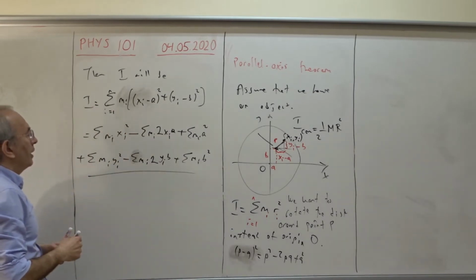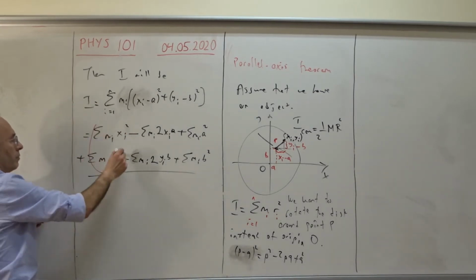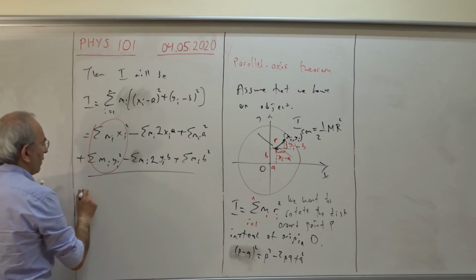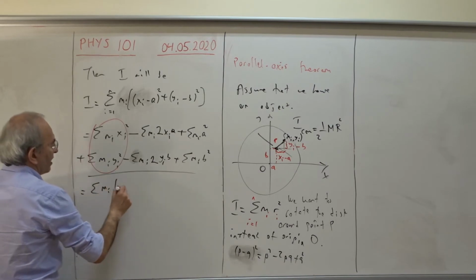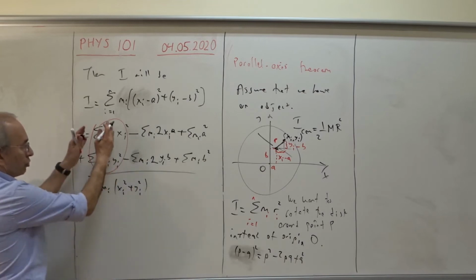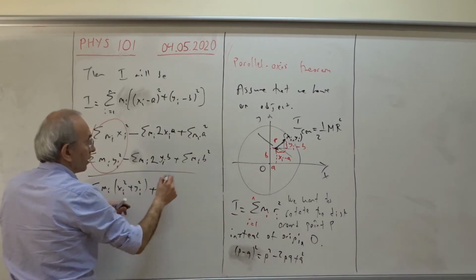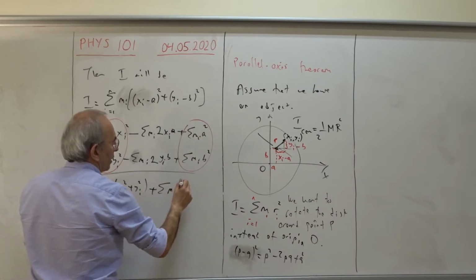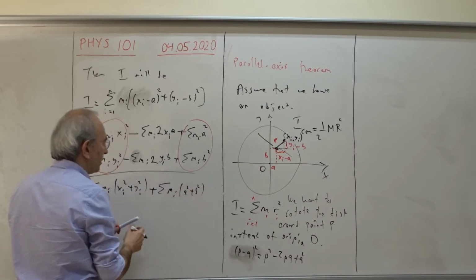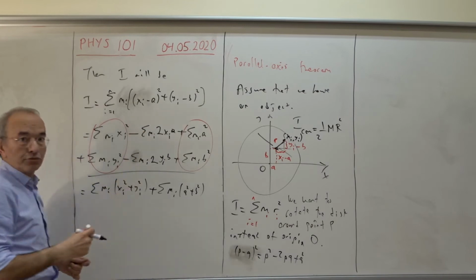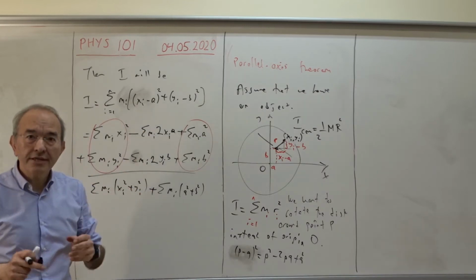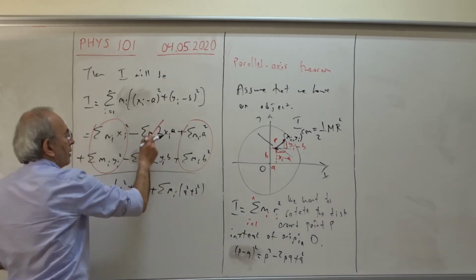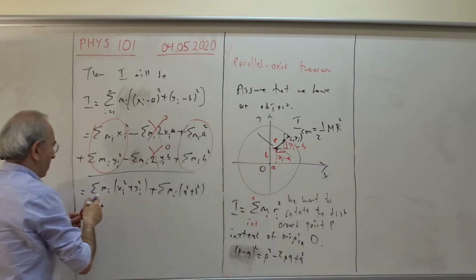For example, if you consider these, what are they? If you add them up, anyway, this is an addition. If you write it in a new way, summation mi times xi squared plus yi squared, first double. Next, second part, summation mi times a squared plus b squared, and then we have 2 more terms. But those 2 terms are simply 0 and 0 because of the definition of the center of mass.